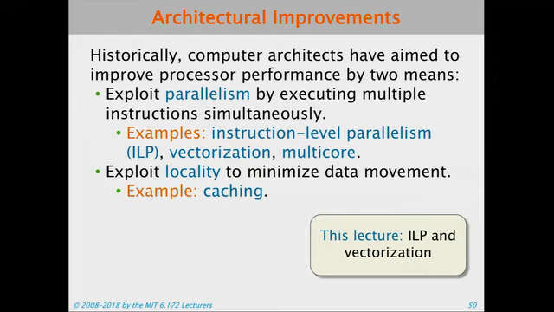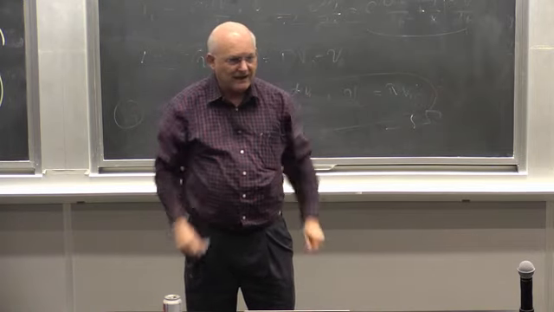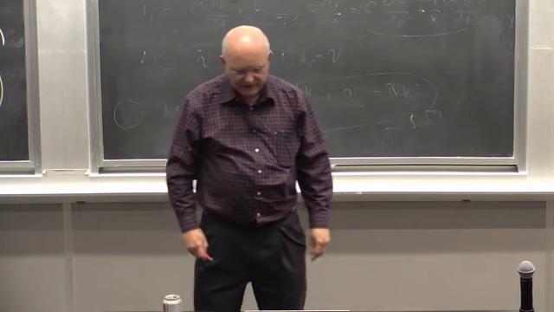Because the way that the processor wants to do things is fetch stuff from memory. It doesn't want to operate on it in memory. That's very expensive. It wants to fetch things into registers, get enough of them there that you can do some calculations, do a whole bunch of calculations, and then put them back out there. Okay? So this lecture, we're talking about ILP and vectorization.